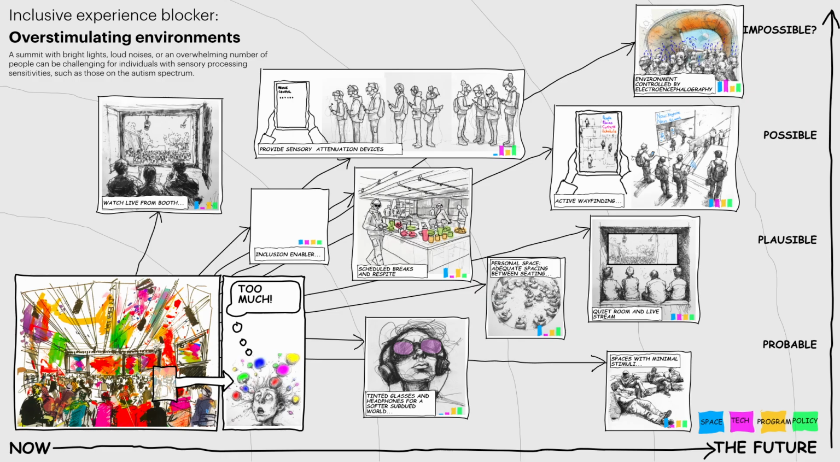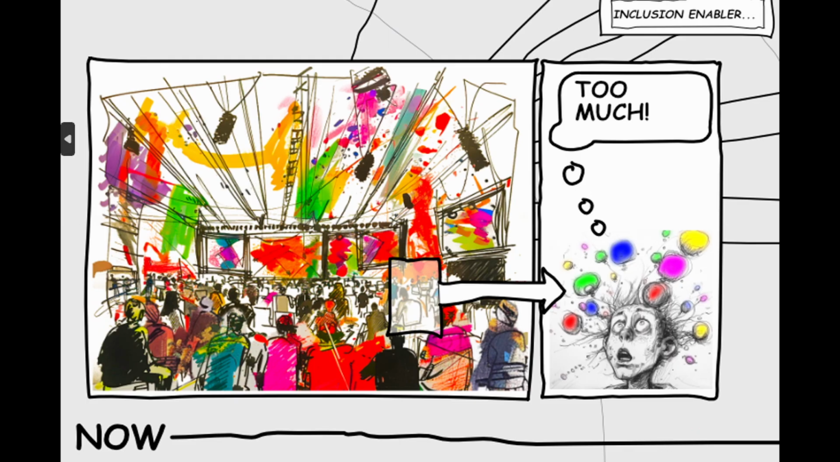Figures waited in a queue wearing sensory attenuation devices. A person with tinted glasses and headphones looked out from the center of the page into a softer, more subdued world. Someone lay on the floor of a space with minimal stimuli. At the bottom left, a large sketch in color, a concert hall or festival space, vivid, loud, full of people. An arrow led from it to a smaller figure, head back, mouth open, a speech bubble containing the words "too much." Around the figure's head, colored circles, not decorative, Somerville thought, but diagnostic.